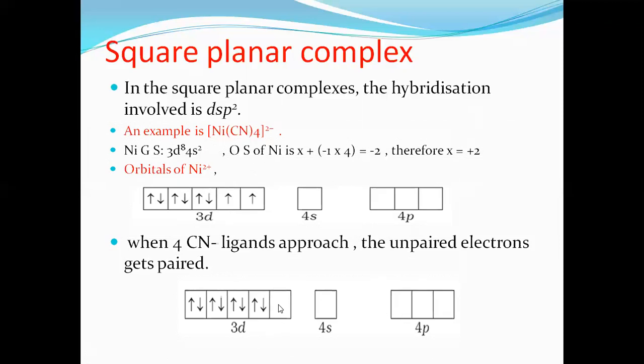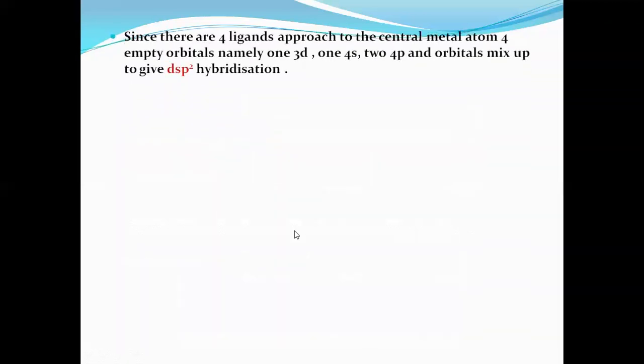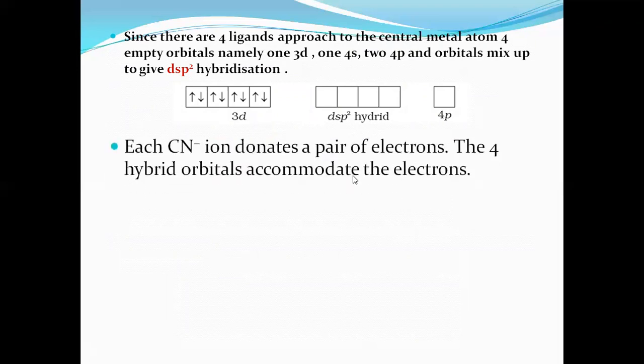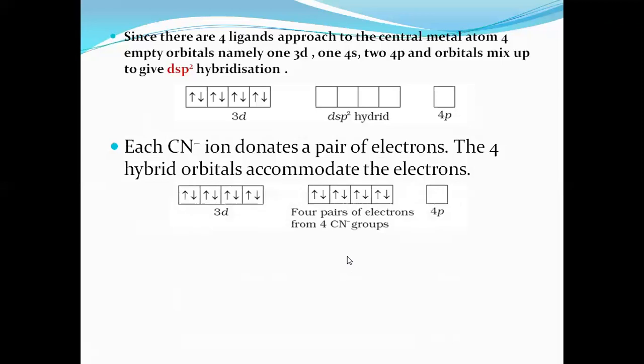One is from the d orbital, one is from s, and 2 are from p. So a total of 4 orbitals are used to give dsp2 hybrid orbitals. The 4 ligands which donated 4 pairs of electrons are accommodated in the dsp2 hybrid orbitals.